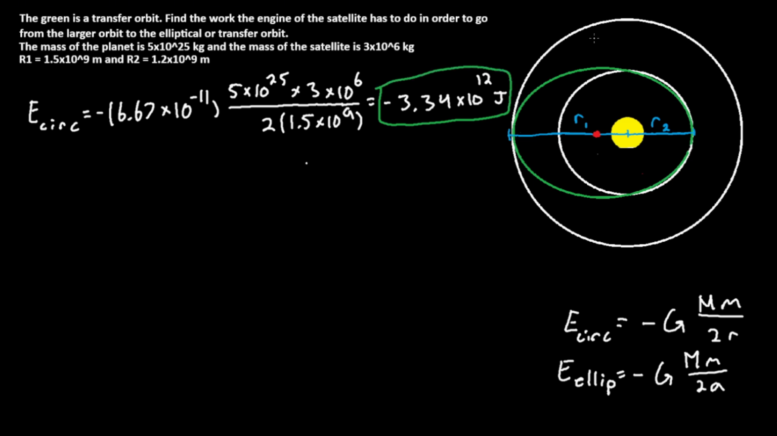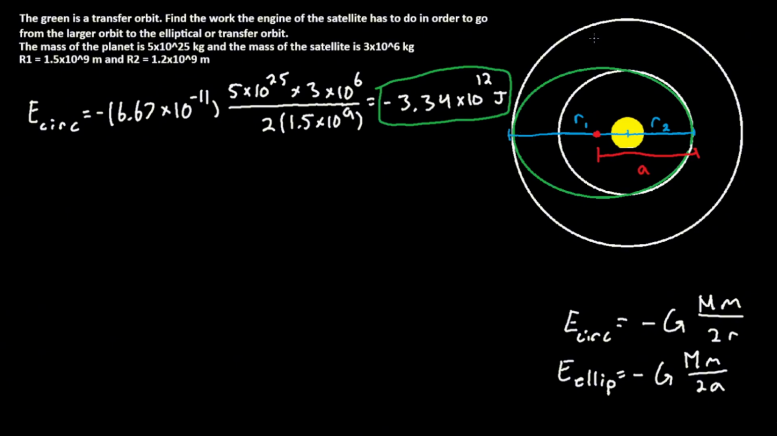Let's find the energy of the elliptical orbit. Well, the elliptical orbit uses a, which is the semi-major axis. So what's the semi-major axis? Well, the semi-major axis is just the distance from the center of the elliptical orbit to the longer end. So there's two radii, two main ones. This is the semi-minor axis, which is the shorter part. The semi-major axis is from the center to the longer end. This is a right here.